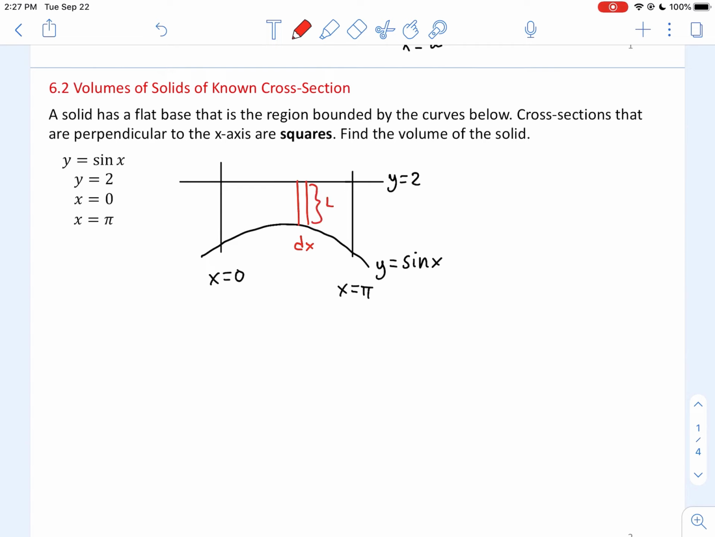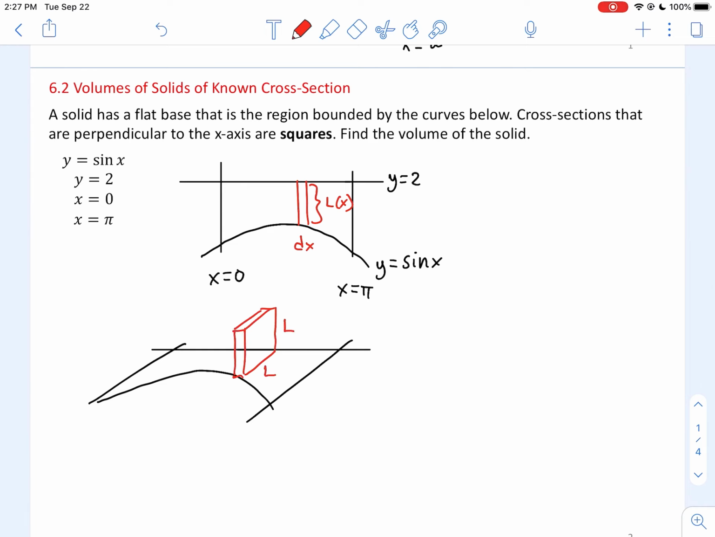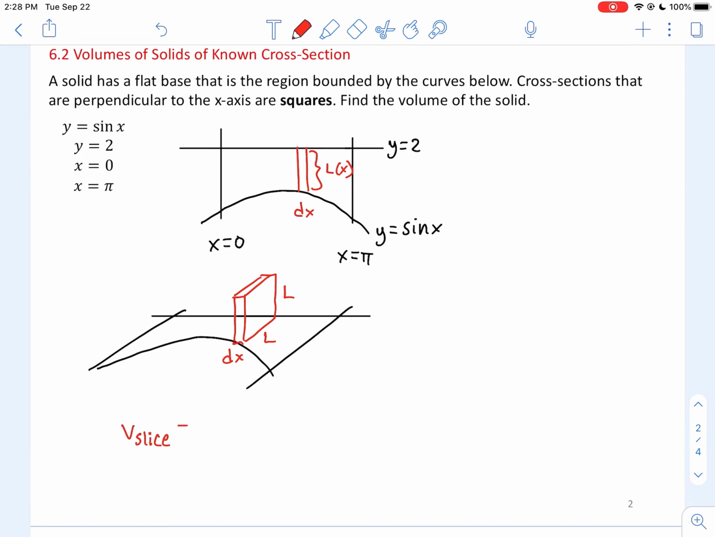We'll call this L of x. Because when I imagine now this thing drawn on its side, I'm trying to draw this thing viewed from an angle. And I'm going to put our L slice, and then sitting on top of this would be a square. Well, if I know that the base is L, then since this is a square, the height is also L, and then the thickness is the dx. V sub slice will be equal to L times L, or L squared, and then times the thickness dx.